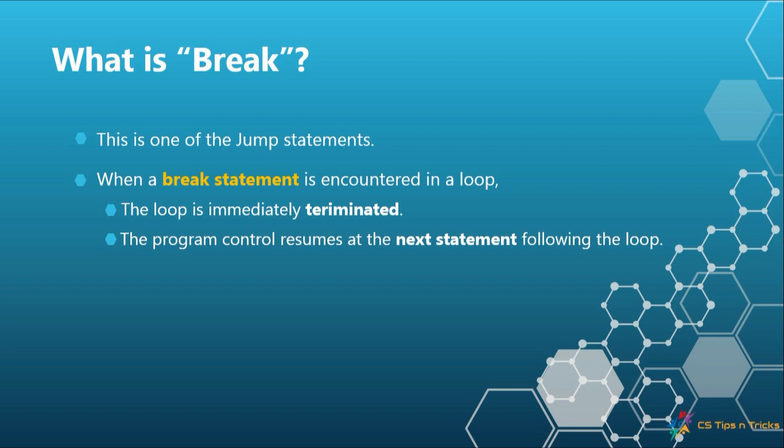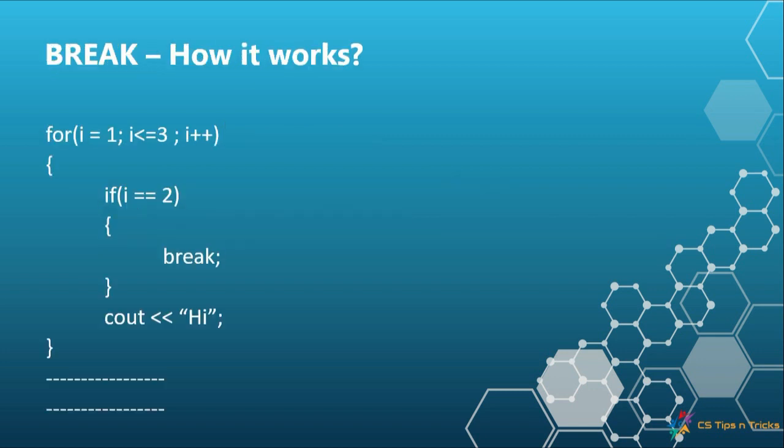Next we can see the working of the break statement. Here I used the for loop. If you have any doubt in the working of the for loop, please refer to my previous video. The link is mentioned in the description box. The for loop starts with i equal to 1. After that it checks the condition. Here the condition is satisfied, so it enters into the body of the for loop.